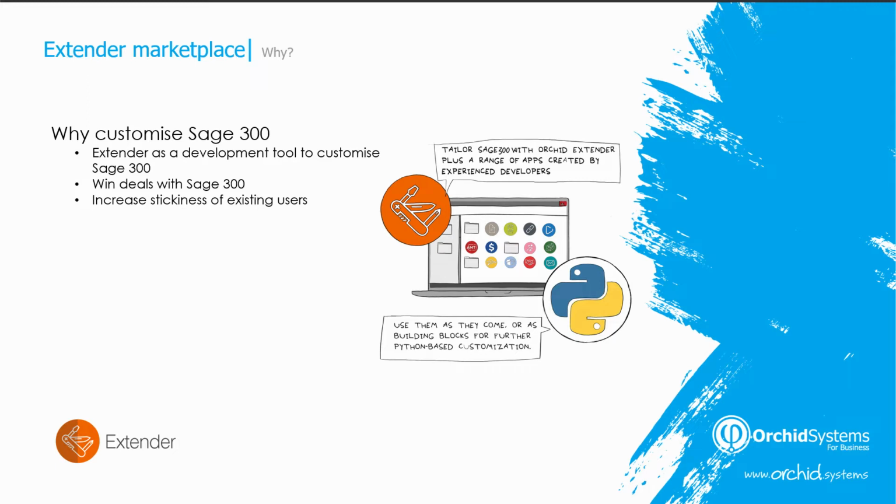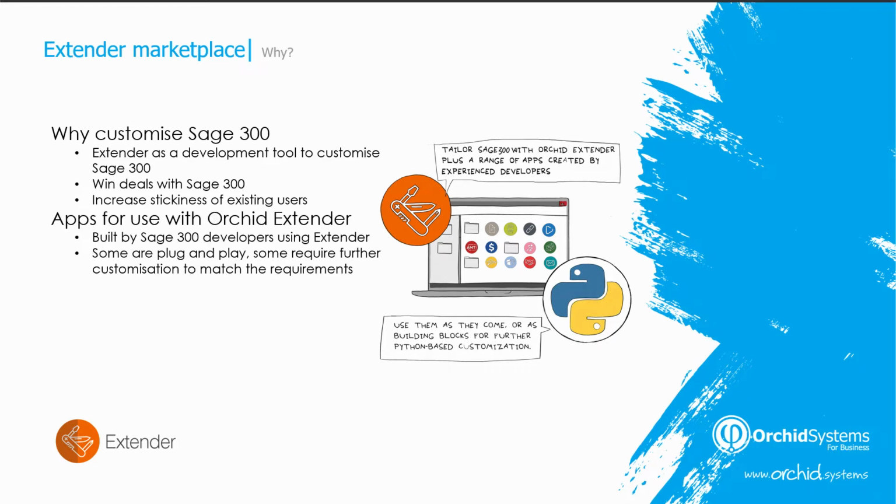We also found that many requirements build on similar development frameworks, so we decided to provide a platform to showcase apps built by Sage 300 developers using Extender. Some are packaged to be reused with just plug and play and some basic configuration. Others are used as building blocks for further Python-based customization to match the exact requirements.